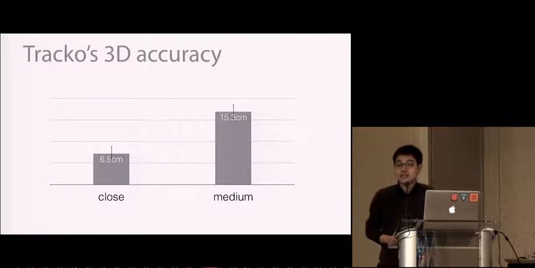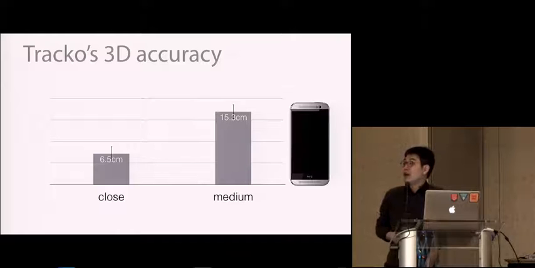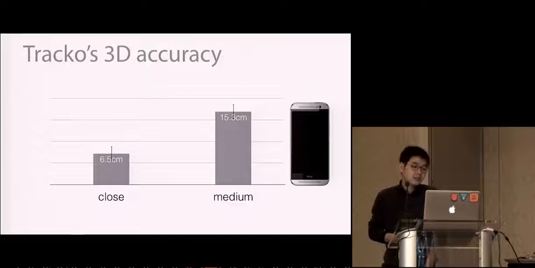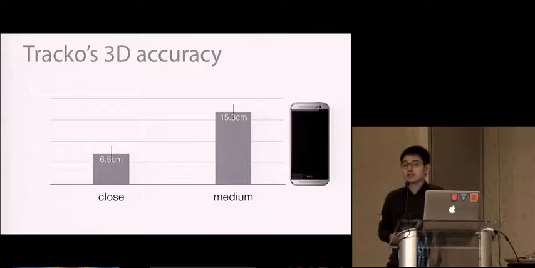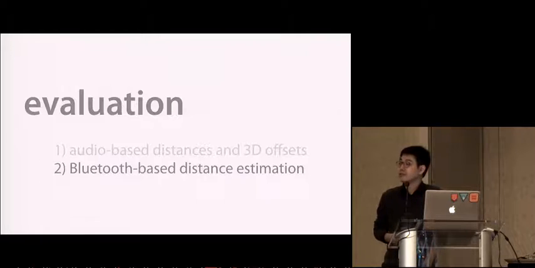Based on this distance, we calculate the 3D offset. In the close range, we have an error of 6.5 centimeters in the 3D space, and in the medium range, we have 15 centimeters in the 3D space. Here is the size of a mobile phone for comparison. So even in the medium range, Tracko's 3D accuracy is still smaller than the size of a phone. So our tracking is actually pretty accurate.